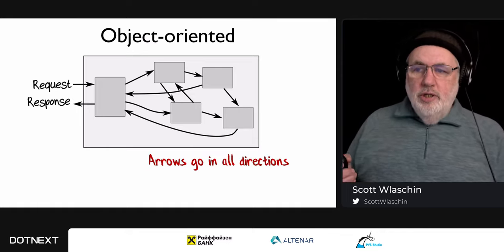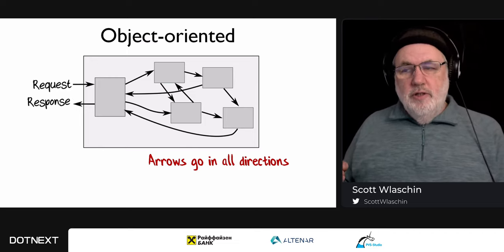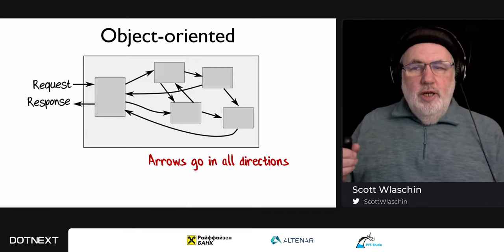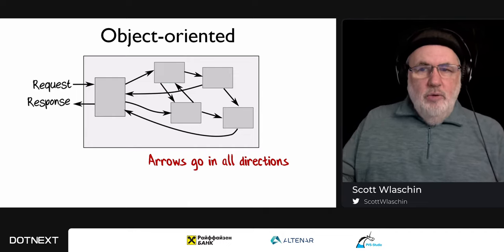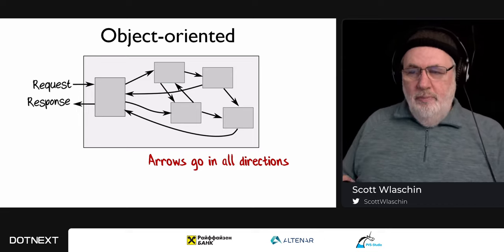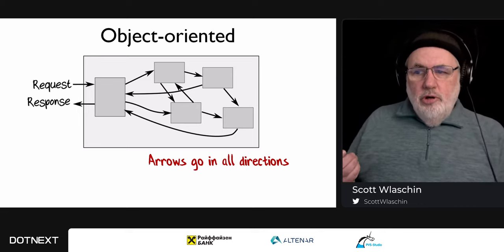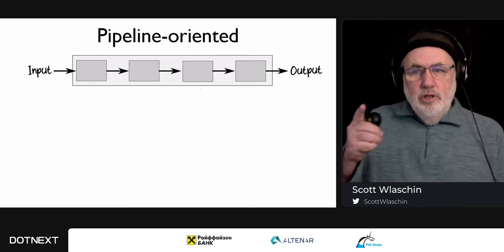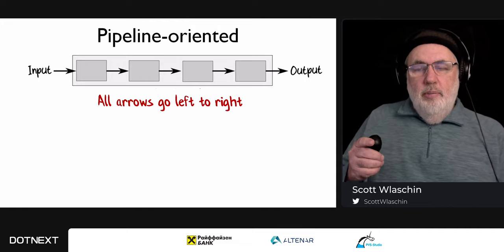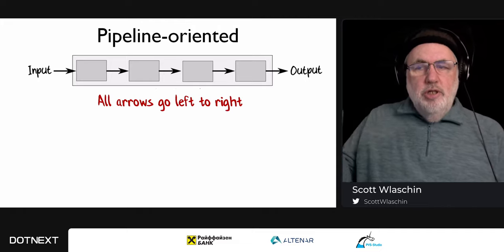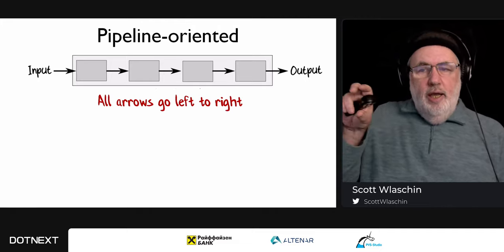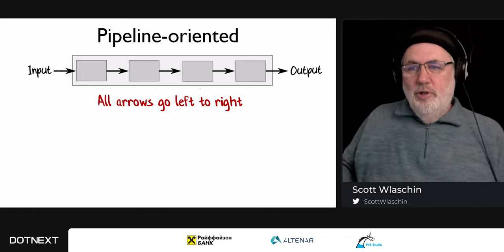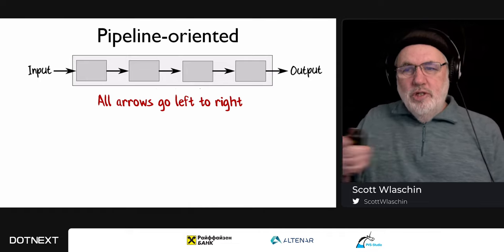One of the problems I have with this is that the arrows are going in all sorts of different directions. Sometimes it can get quite confusing to figure out the flow of the data, especially with something like the visitor pattern, where you're going back and forth between different things. So that's object-oriented. Now, in pipeline-oriented programming, it looks like this. The arrows are all going in the same direction. There are just these little components, these little stages in the pipeline, and the data flows through the pipeline left to right, or whichever direction is convenient for you. But it always goes in one direction.